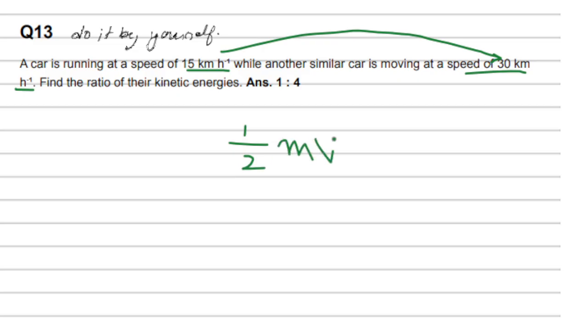Half mv square is the formula for kinetic energy. So we are doubling this. How will the kinetic energy get affected? If v becomes 2v, this will become 4K, because the velocity will get squared. So kinetic energy has a relation with the square of the velocity. If we are doubling the velocity, the kinetic energy will become 4 times. That's why the answer is 1:4.